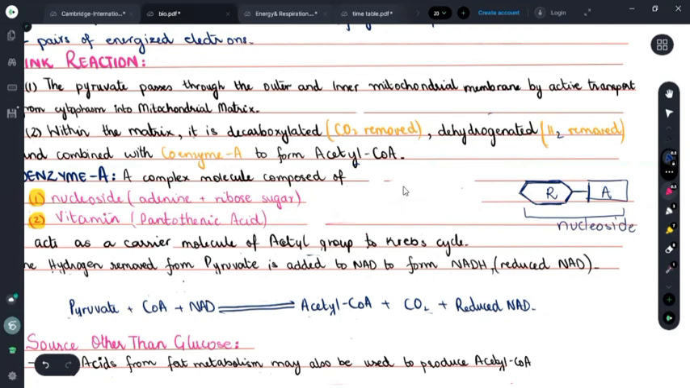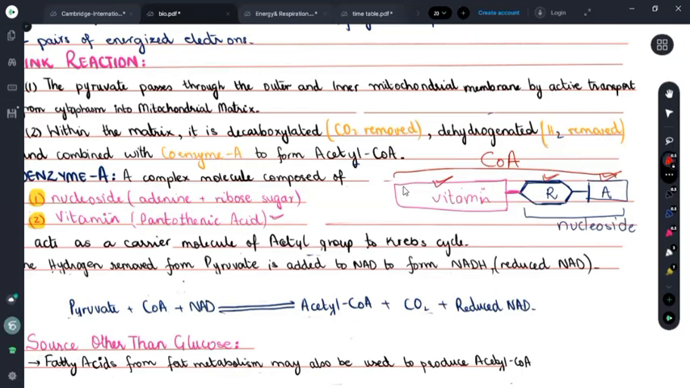Now, what happens is, to this nucleoside gets attached another compound, which is a vitamin named pantothenic acid. This vitamin gets attached. These three substances together, combined together, they form a molecule of coenzyme A. So coenzyme A consists of ribose sugar, adenine base, and a vitamin that is pantothenic acid.